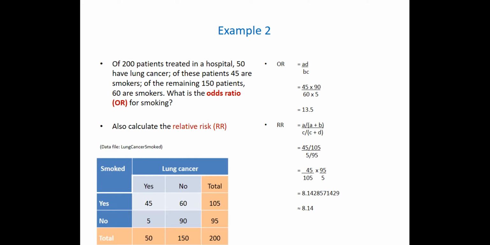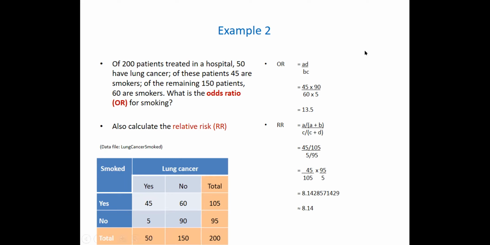Now, what is the odds? Because you have calculated the risk to be 45 over 50. You know the odds will be risk over 1 minus risk. The 1 minus risk there is 5 over 50. The risk is 45 over 50. The 1 minus risk is 5 over 50. Do you get it now? So the odds of smoking will be 45 over 50 divided by 5 over 50.